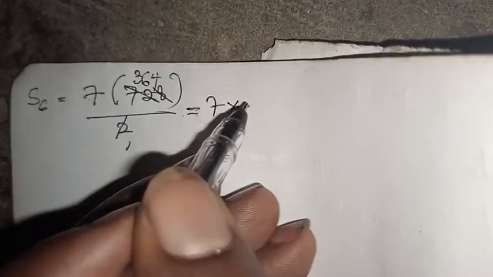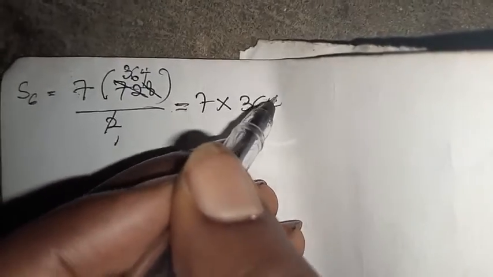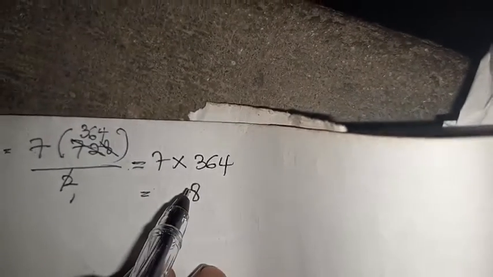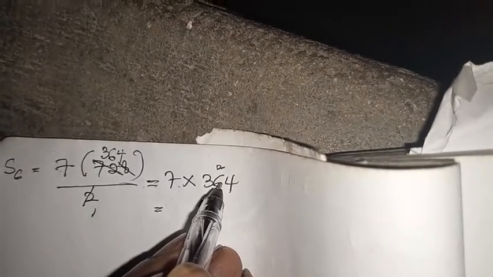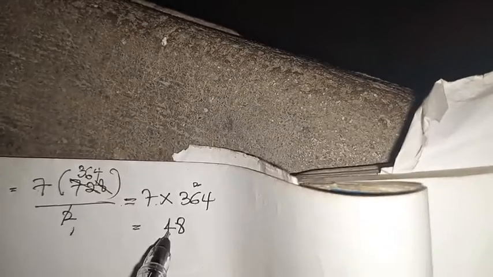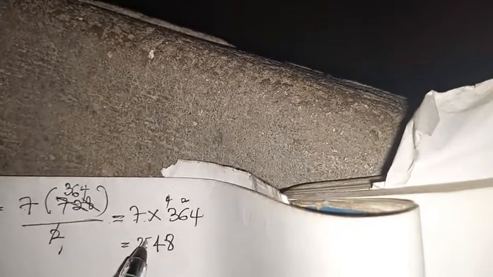Now, if I multiply 7 by 364, I'm going to have 7 times 4. That will give me 28. Then that's carry 2. 7 times 6, that's 42 plus 2 that we carried, 44, carry 4. 7 times 3, that's 21 plus the 4, that gives me 25. So that is it. You can see that's very simple.